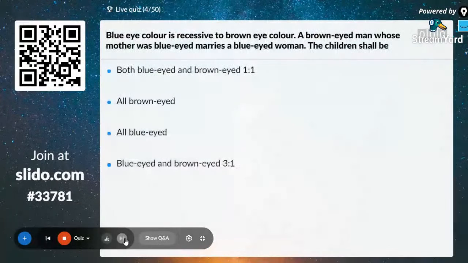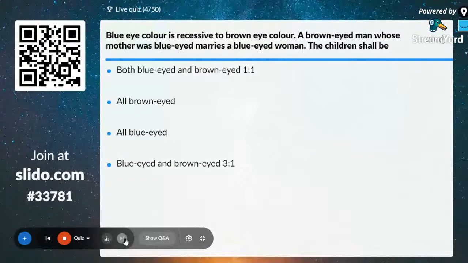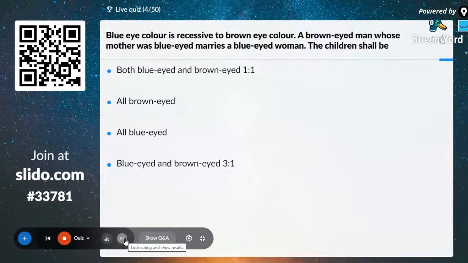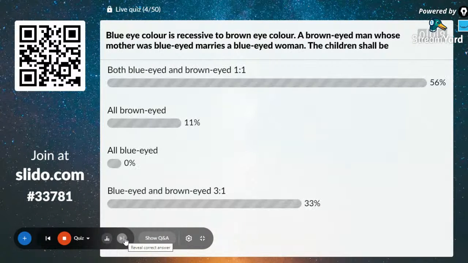Blue eye color is recessive to brown eye color. A brown eyed man whose mother was blue eyed marries a blue eyed woman. The children shall be both blue eyed and brown eyed, all blue eyed and brown eyed, 3:1. Yes, 56% of the students have given the correct answer, both blue eyed and brown eyed. 1:1. Next question on the screen.